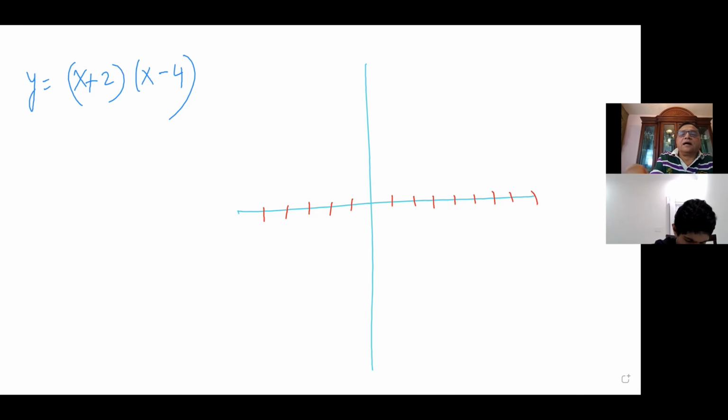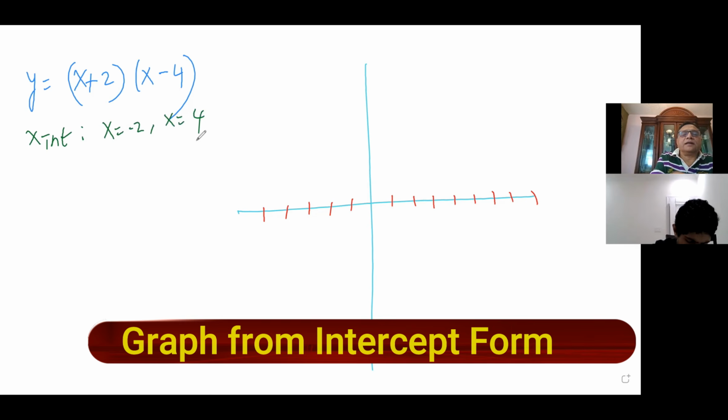That means clearly I have x-intercepts at, as you say, x equals -2 and x equals 4, correct? So x equals -2 is right there for me, and x equals 4: 1, 2, 3, 4. That is x equals 4, right? So I got these two x-intercepts.